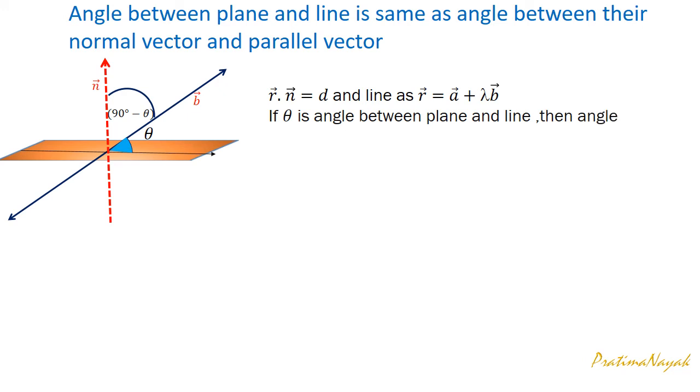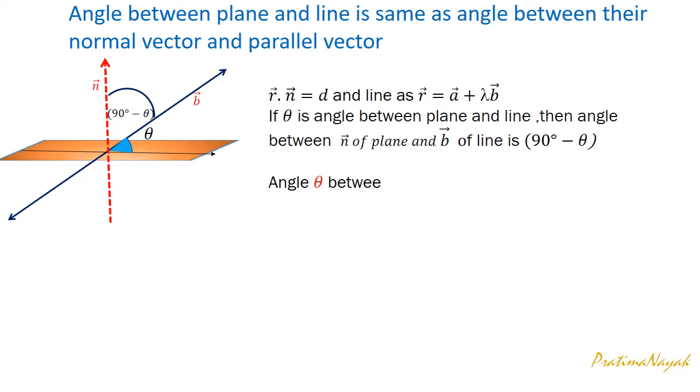Then the angle theta between them is defined by cos of 90 minus theta is equal to n vector dot b vector over magnitude of the n vector and magnitude of the b vector. Or we can write directly, sin theta is equal to b vector dot n vector over magnitude of the n vector into magnitude of the b vector.